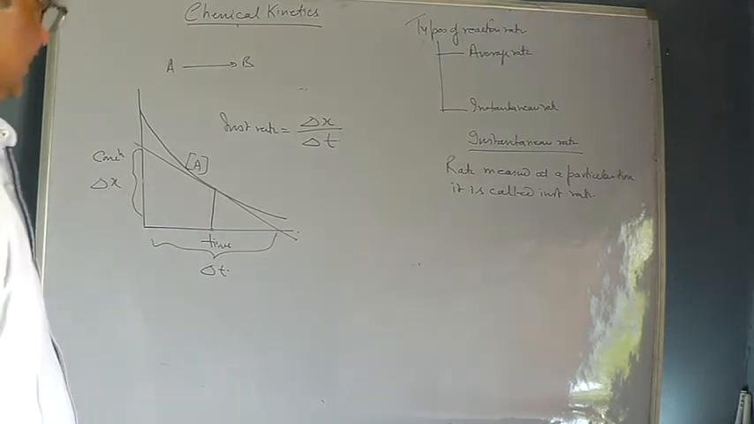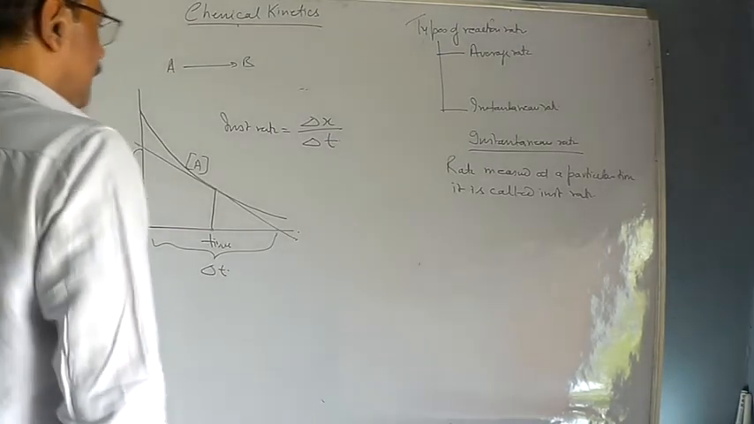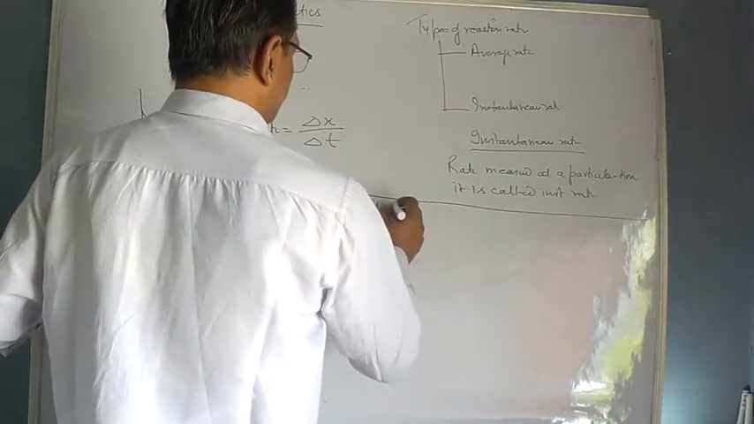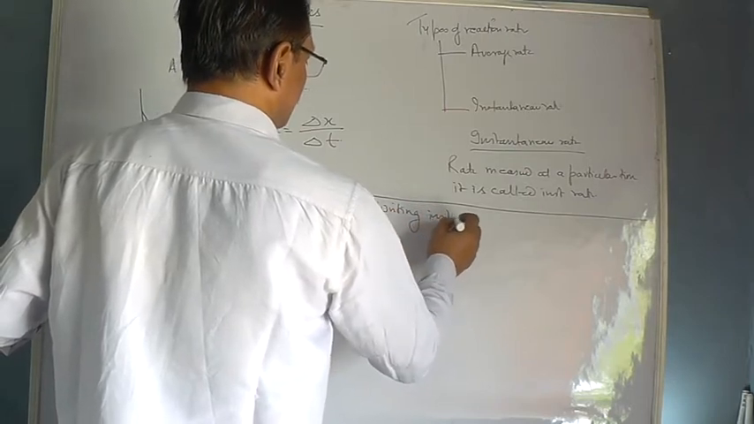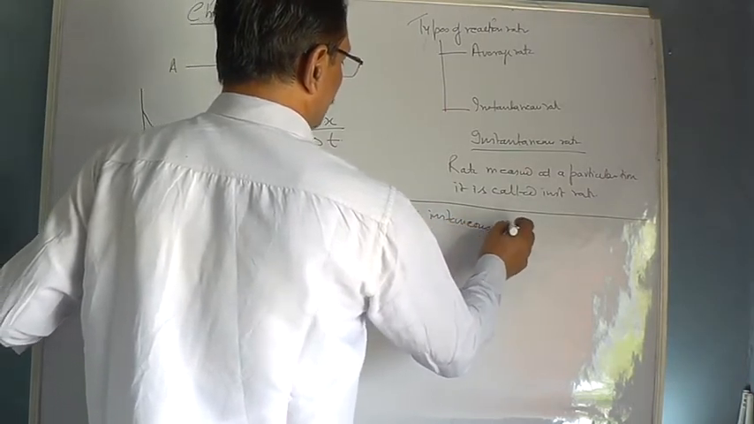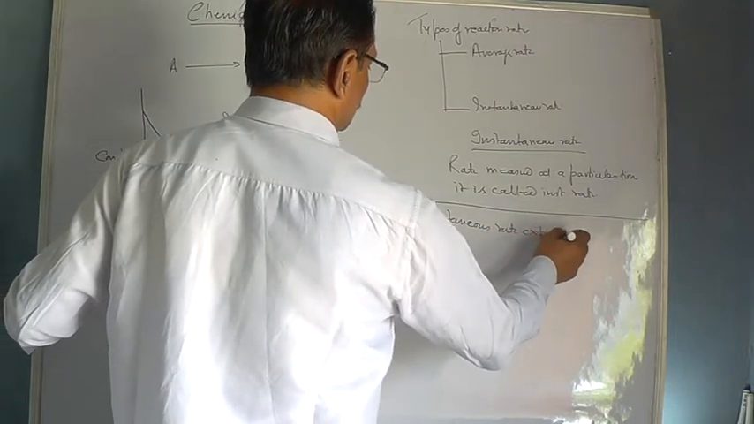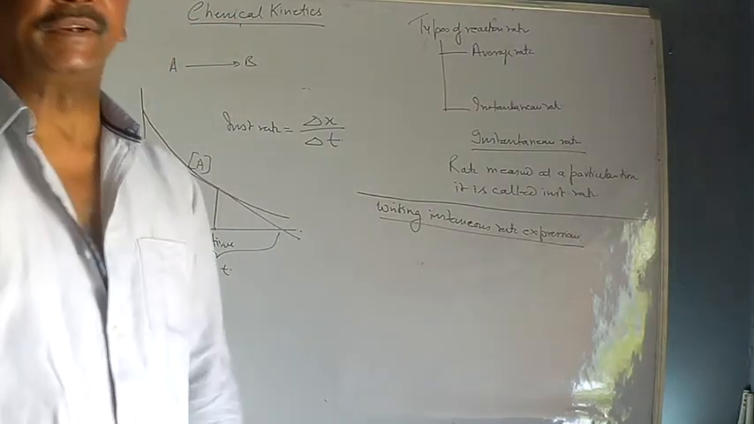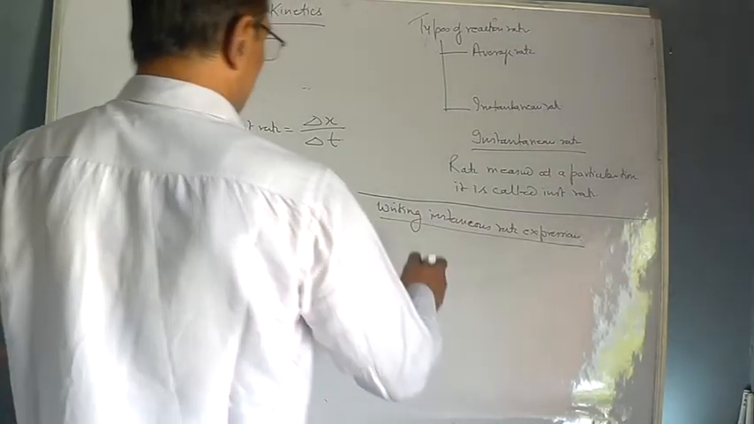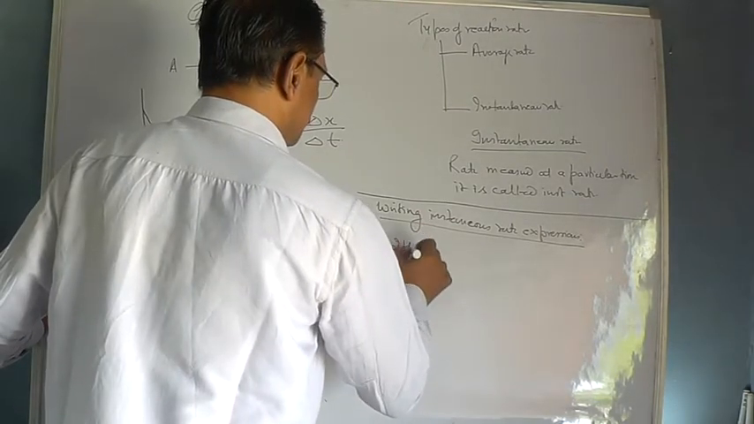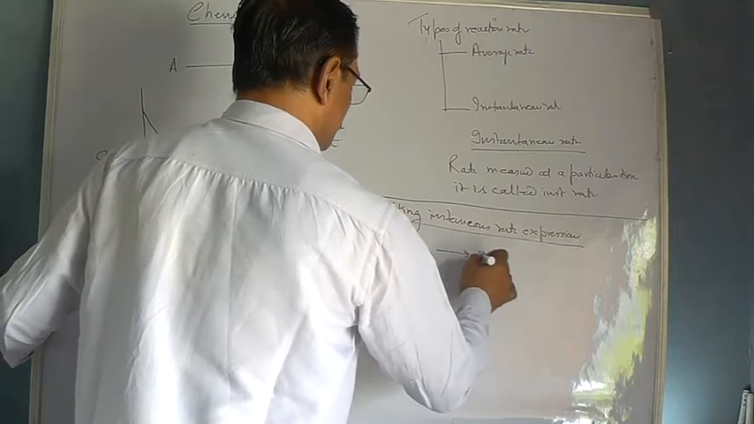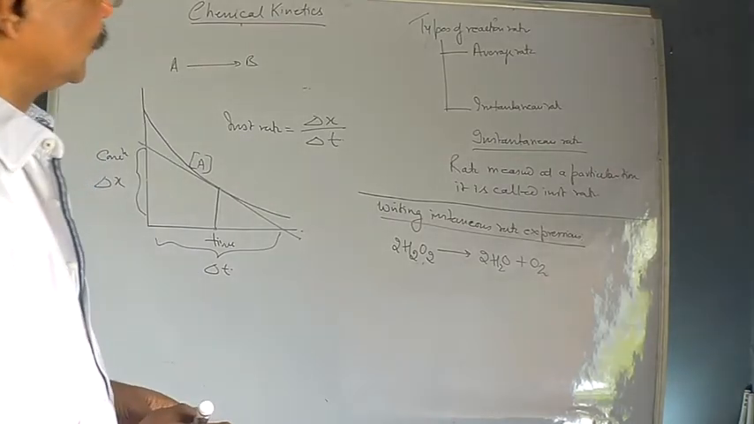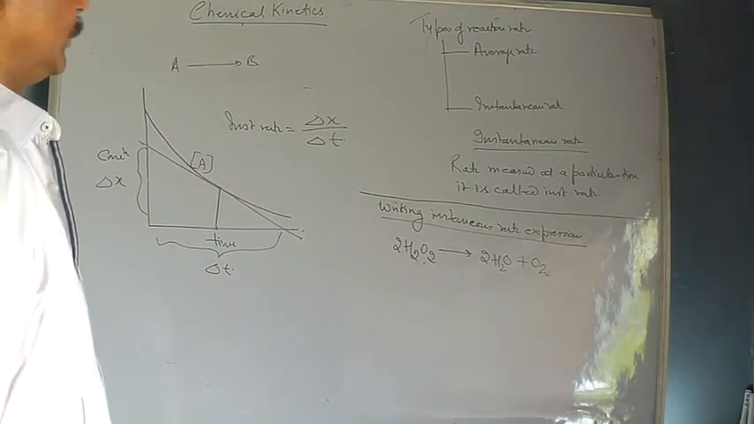Class, very important, instantaneous rate also. In the next step, we are going to take writing instantaneous rate expressions. So class, how to write instantaneous rate expressions? Let us take an example over here. We will consider decomposition of hydrogen peroxide into water and oxygen.